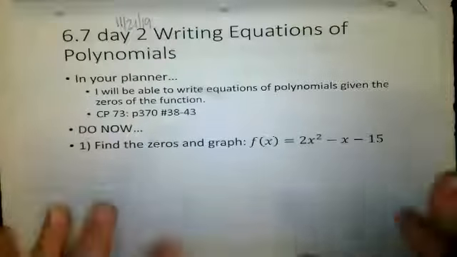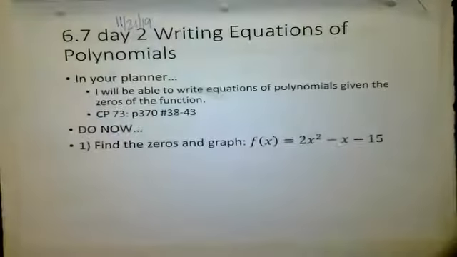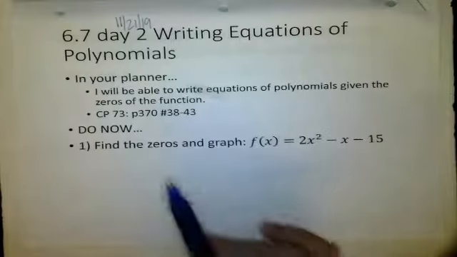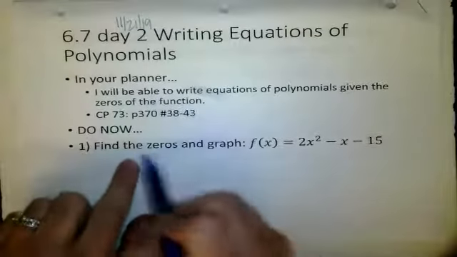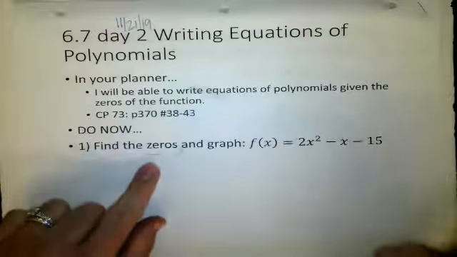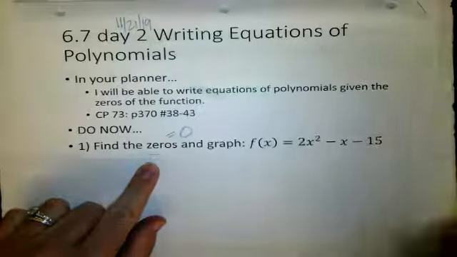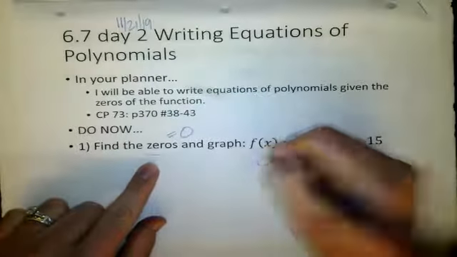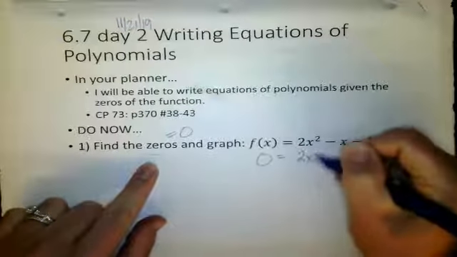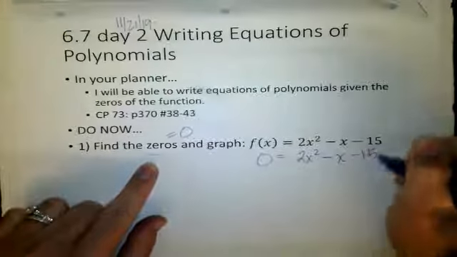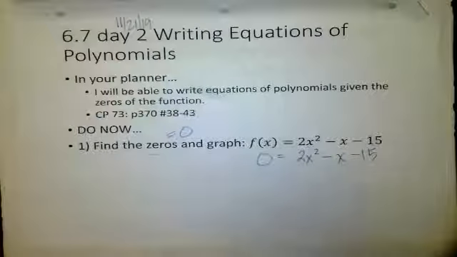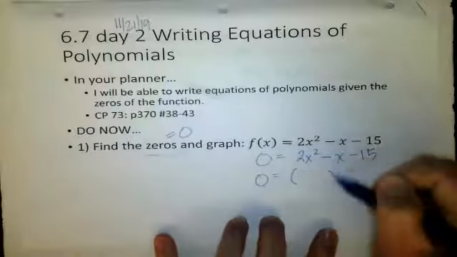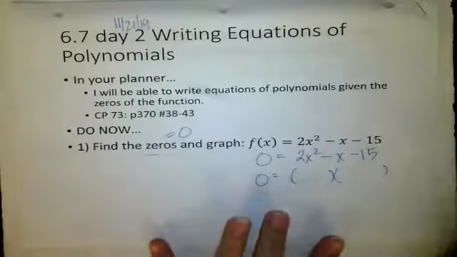Okay. So I wanted you to think back about what we've been doing, which is a lot of finding the zeros. In order to find the zeros, that's where we set our function equal to 0 and solve for x. So I want to solve this function. Solve for x. And we can do that a lot of ways. In this case, we can actually factor. So I want to factor this.